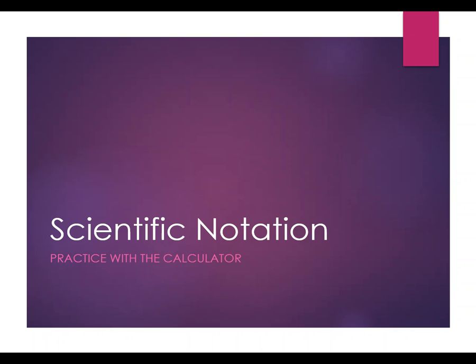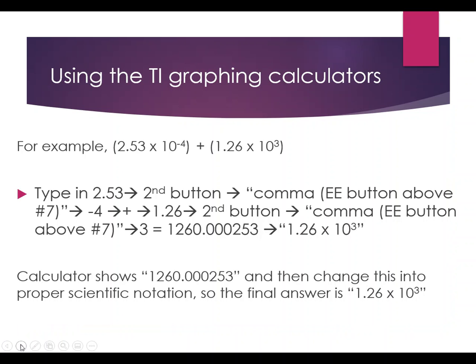Okay, scientific notation and practice with the calculator. Let's take a look here with the keystrokes. We're using the TI graphing calculators. For example, if you're doing this one in particular, you would type in 2.53 here. Type that in first, 2.53.